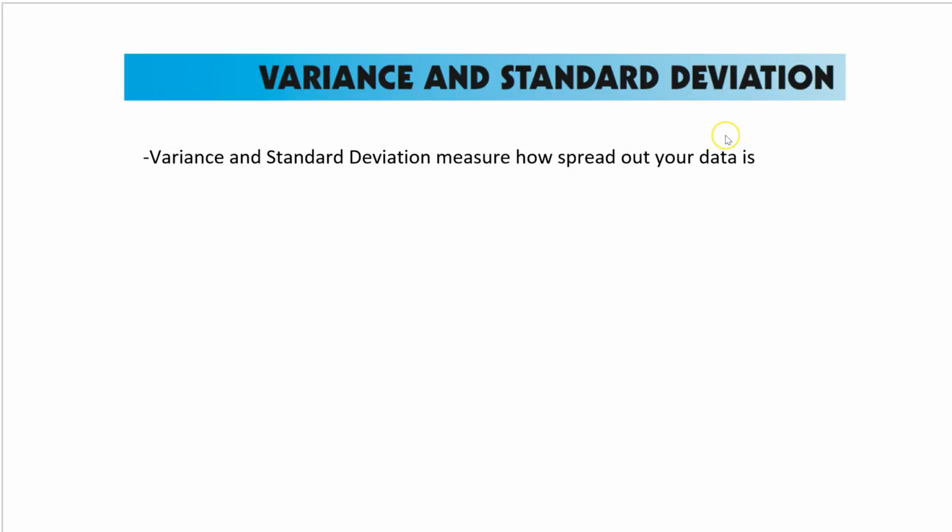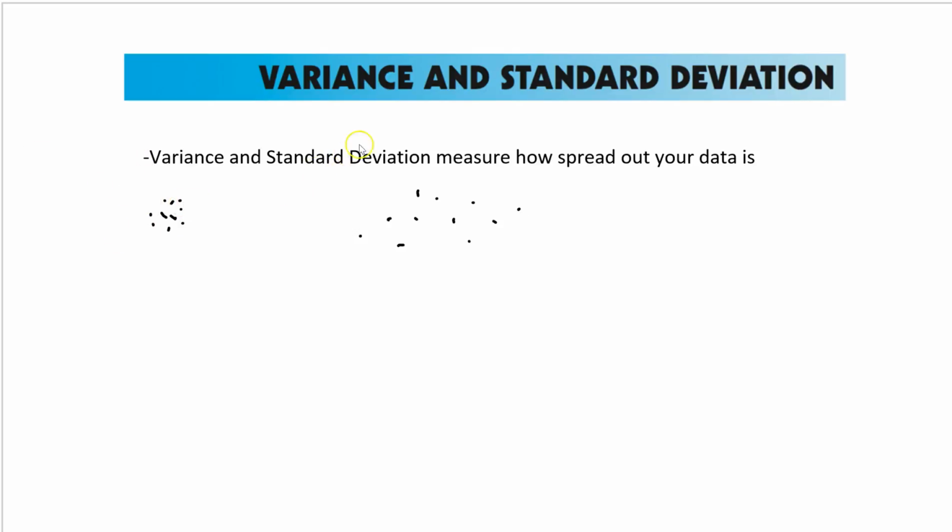Variance and standard deviation. The first thing I know is what does it measure? It measures how spread out your data is. So if I gave you some data that falls like this, and another one that kind of fell like this. See how this one's a lot more clustered?